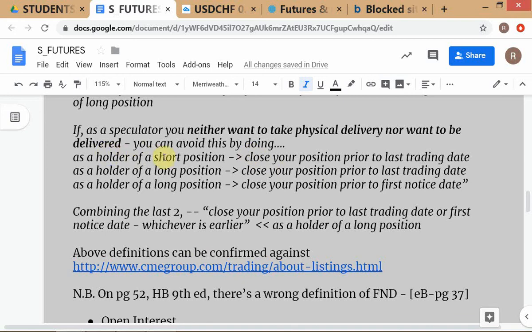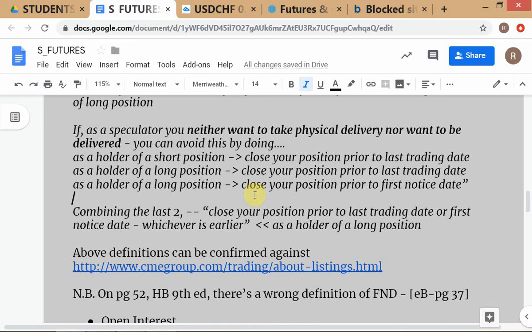So the rule basically is that if you're a holder of a short position, you have to close before the last trading date. If you're a holder of a long position, this is more dicey actually. If you combine these two, read the notices here, what it's saying. So you have to basically get out: if you're holding a long position, you have to either square that position or you have to take delivery against the position, right? And delivery is also a way of squaring the position.